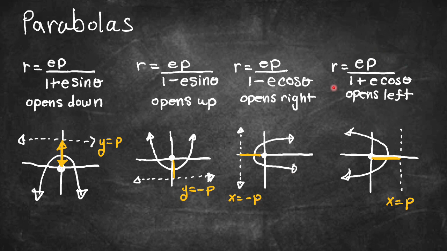And then the last version of this, if we have a plus e cosine theta, it's going to open left. Our vertex is going to be to the right of the focus. And then our directrix is going to be x equals p, where p is positive because now we're looking at the directrix as being to the right of the pole.